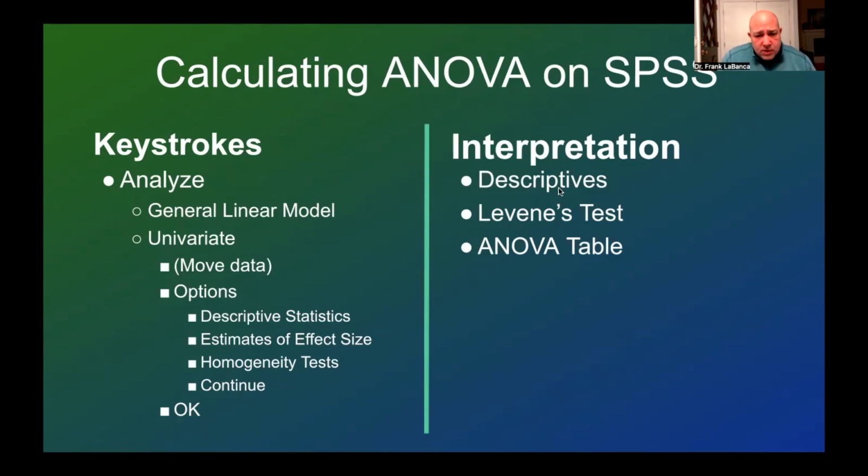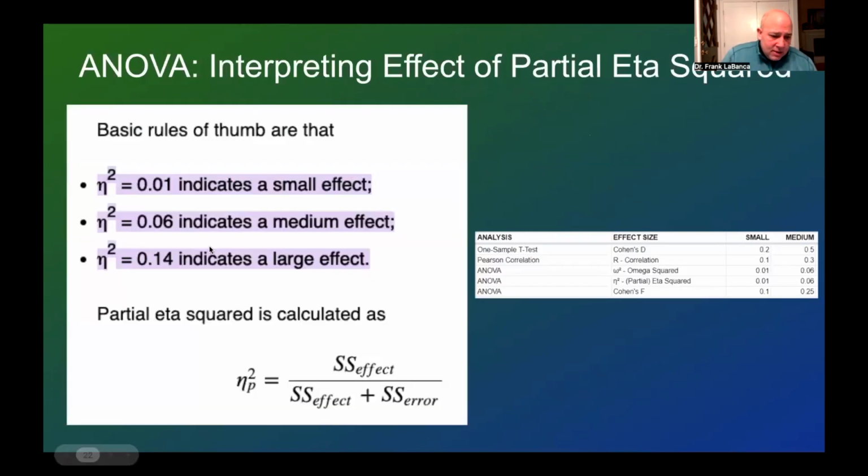And then we're going to interpret the descriptives, the Levene's test, which is our homogeneity test, and the ANOVA table, which is our omnibus test to let us know if there is a difference or if there is not a difference. Lastly, we've selected effect size. So when we click on effect size, we're going to get the partial eta squared. That's the effect size statistic for an ANOVA. And there's different values. And here we have smaller values for partial eta squared, and that's how it's calculated.